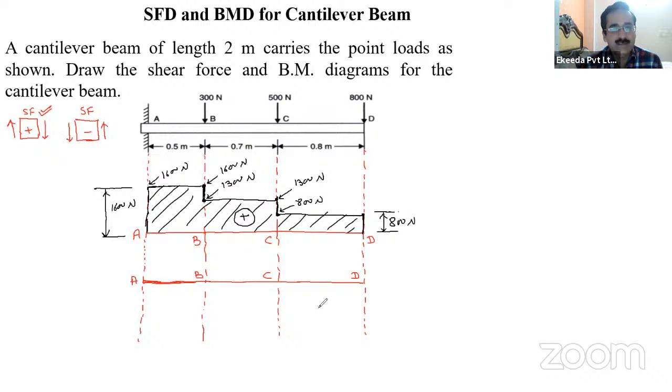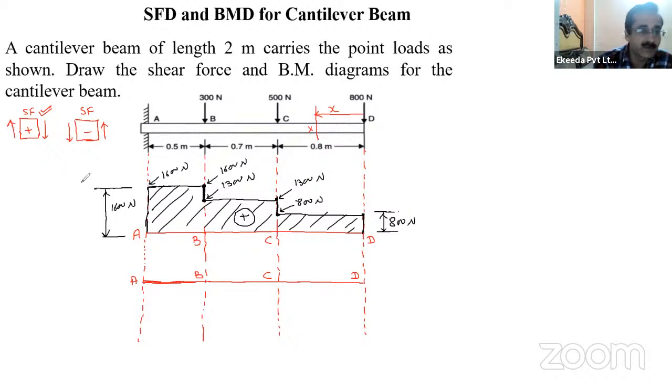Again, I have to take the section between D to C, then between C to B, and then between B to A. So let us take the section between D to C at a distance X from the free end.